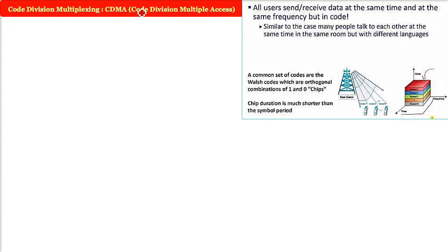CDMA, or Code Division Multiple Access. We want to use the same channel to send multiple signals at a time. So this is a multiplexing scheme, but it is quite different from the other schemes which we have seen. Here we have a code, a very important aspect in code division multiplexing.